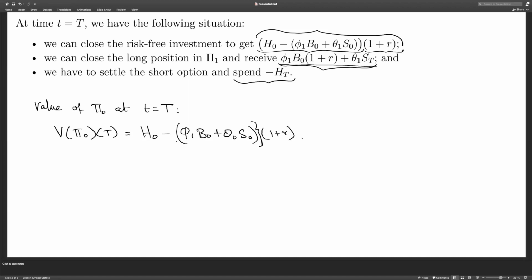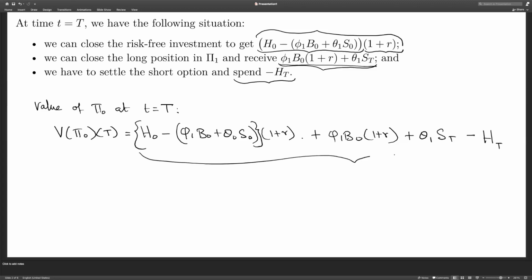This entire thing, plus phi 1 B naught into 1 plus R, that is the risk-free part of your portfolio pi 1, plus theta 1 ST, that is the risky asset's value, and then you have spent on the option by settling it. Now we have to show that the right hand side quantity is greater than 0. This is strictly greater than 0 is what we have to show.